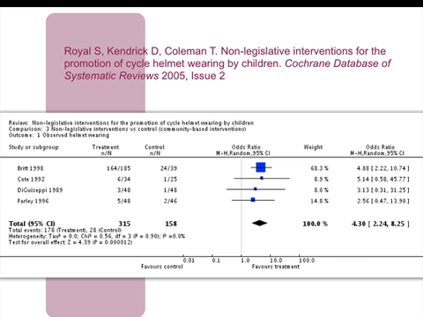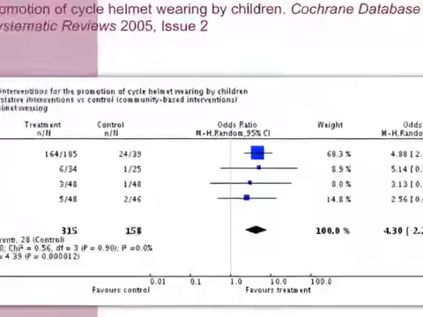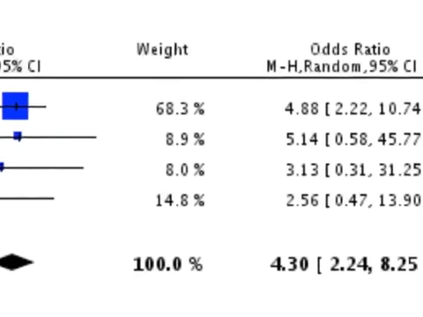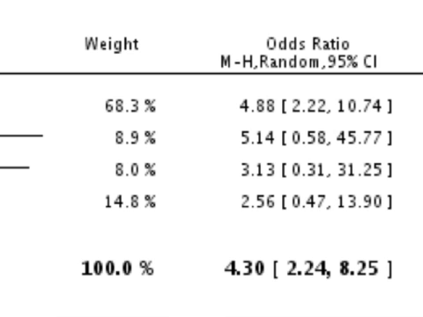Just for one other quick example, in this meta-analysis, the statistical results of 4 different studies were put together, and the diamond shows you that result at the bottom. This question was about what difference it makes if we do interventions in the schools to get kids to wear bicycle helmets. And you can see the odds ratio here is 4.3, which is a pretty dramatic increase in actual observed bicycle helmet use in children.